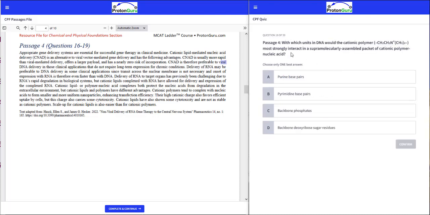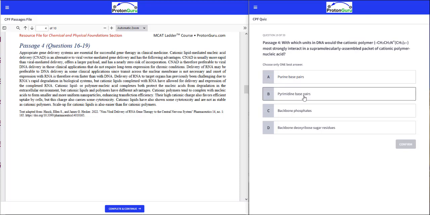And next we're asked about a very specific cationic polymer. With which units in DNA would the cationic polymer, shown here, most strongly interact in a supramolecularly assembled packet of cationic polymer nucleic acid? And we don't actually need the passage other than it telling us that cationic polymers and lipids can coordinate to nucleic acids. We can see that this has a positive charge in the backbone, and if it's going to have an attraction of any kind with a nucleic acid, it should be attracted to the negative parts of the nucleic acid.